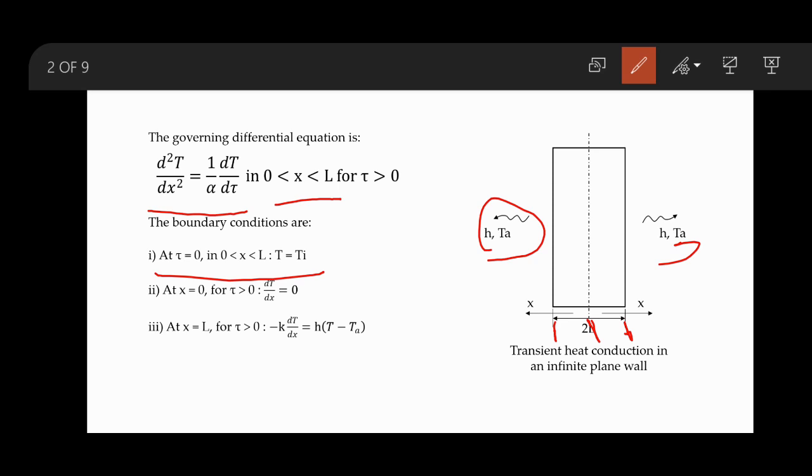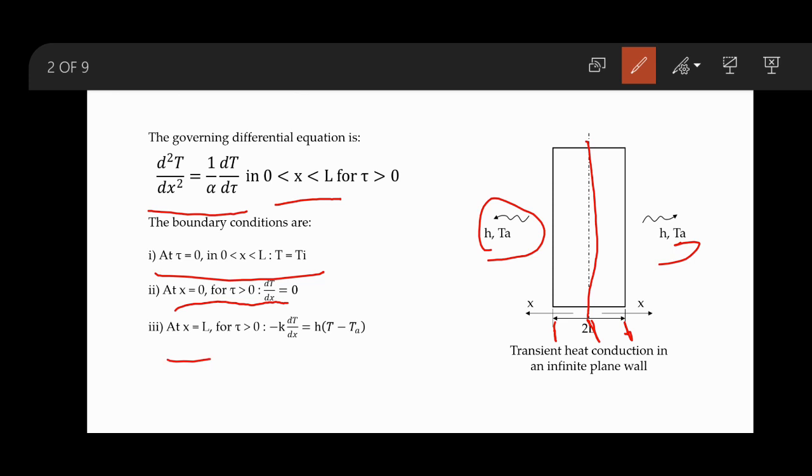Once the heat transfer starts, we have two boundary conditions. One is at x equals 0, that is, at the axis, dT by dx will be equal to 0. For any given time, dT by dx will be equal to 0. That is, at the axis, there is no change of temperature with respect to position.